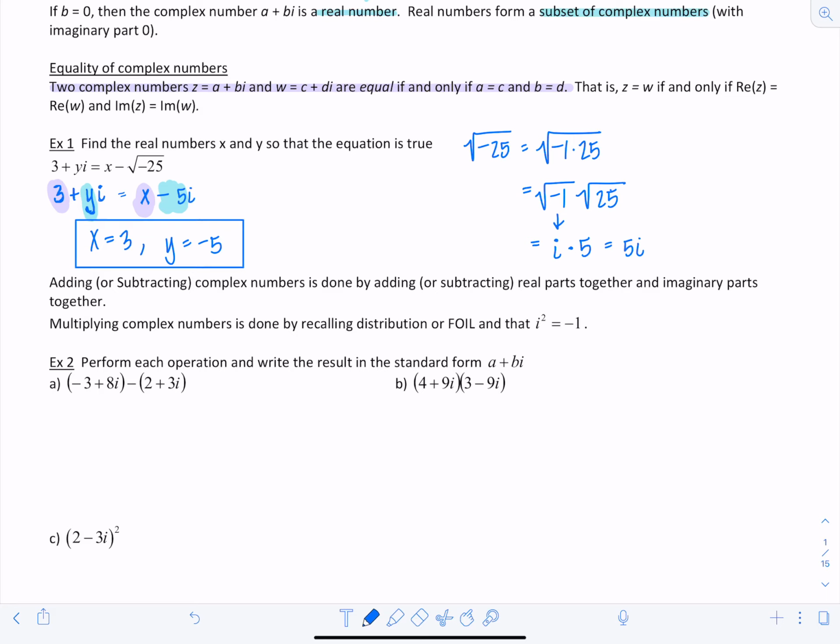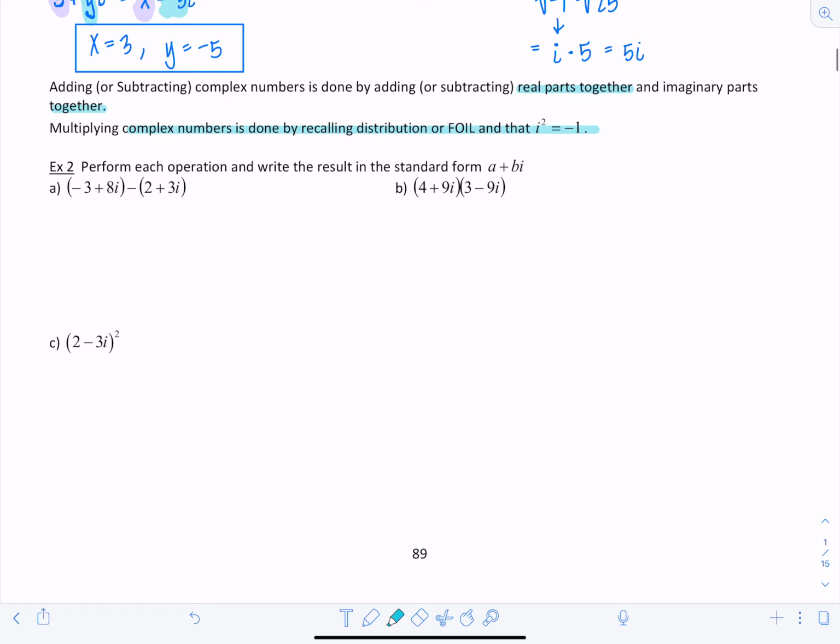Okay, now adding or subtracting complex numbers is done by adding or subtracting the real parts together and the imaginary parts together. So it's going to feel just like combining like terms. And then when you multiply complex numbers, just remember that you have to FOIL, and anytime you have i squared, replace it with -1. Okay? So perform each operation and then write the result in standard form a plus bi.